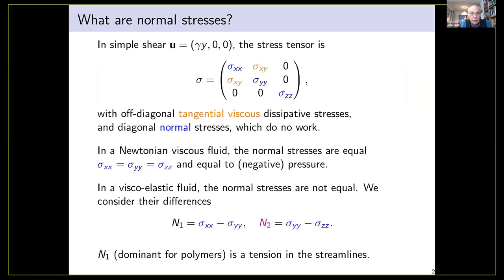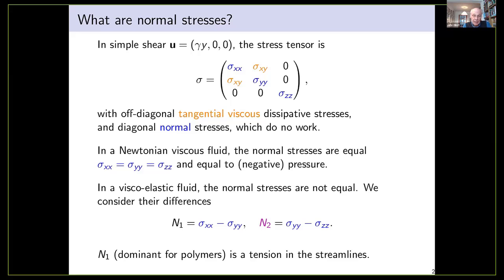So in a simple shear, that's flow in the x direction, where the velocity increases linearly in the y direction. This is a very common flow, a laminar flow of layers of fluid sliding over one another. The stress tensor takes the form I've displayed, with the off-diagonal terms being the tangential viscous stresses that dissipate all the energy. And the blue diagonal terms are called normal stresses because they don't do any work. In a normal fluid like water or air, the diagonal terms are all equal and equal to minus the pressure.